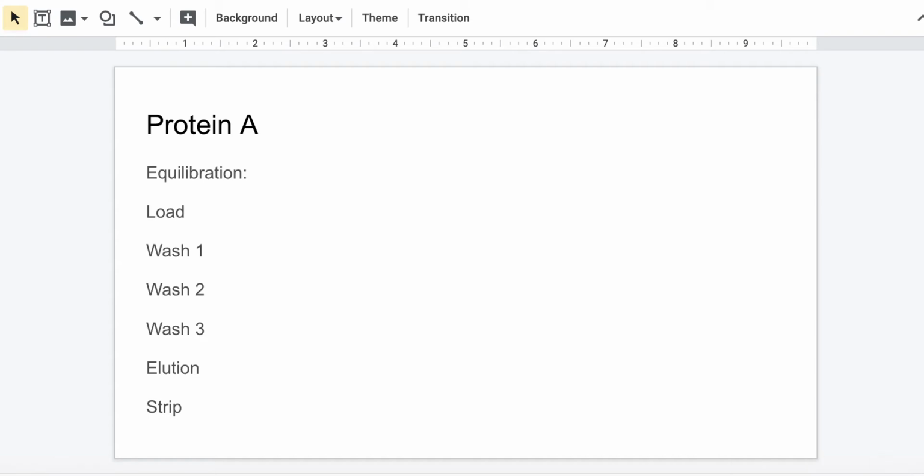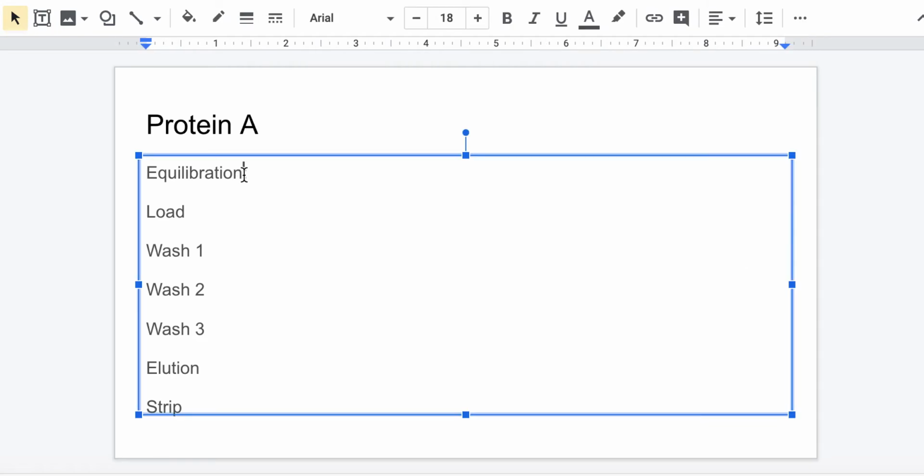Now on to Protein A. It starts with the equilibration phase, pre-column, which has to have conductivity similar to the load. So similar conductivity, and I'm going to write it down here.